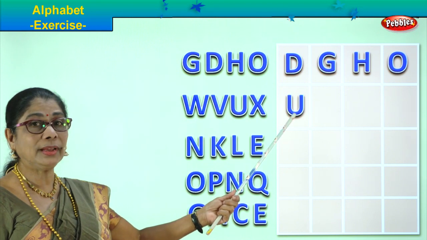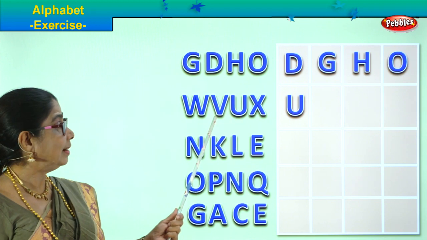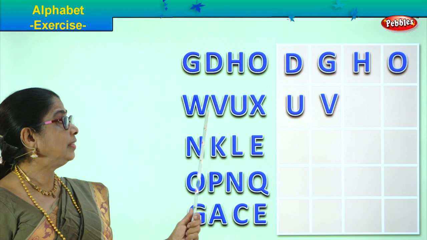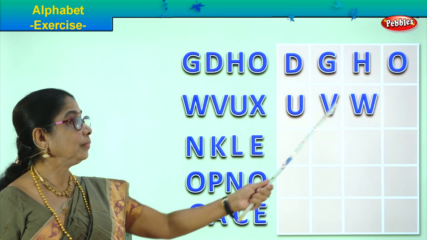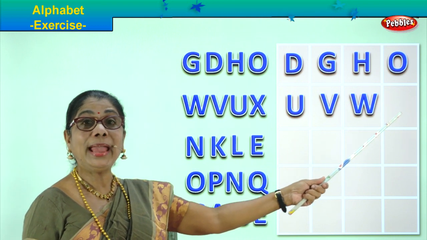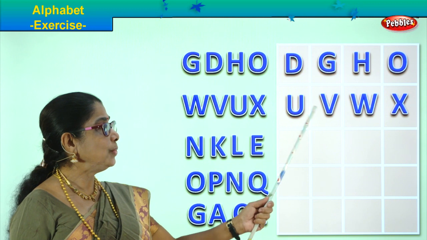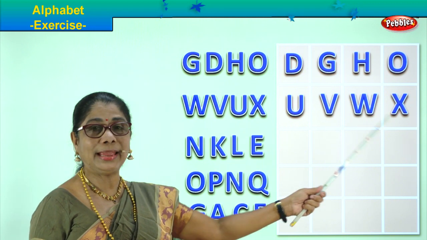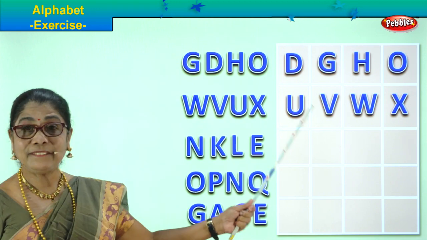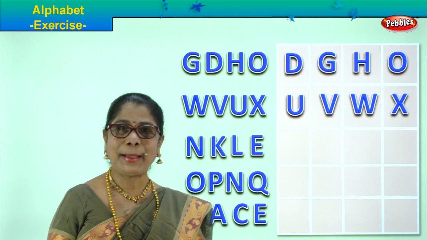So we put the U here. Then V. We have V here. So we put the V. W. So we have the W here. U, V, W. X. We have X here. So U, V, W, X. We have put them all in order. After U comes V. After V comes W. After that comes X. Are you happy?